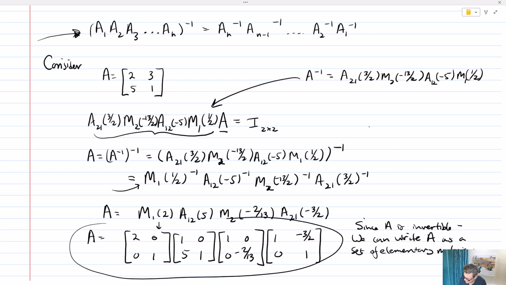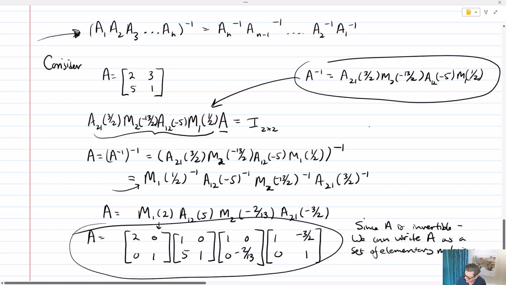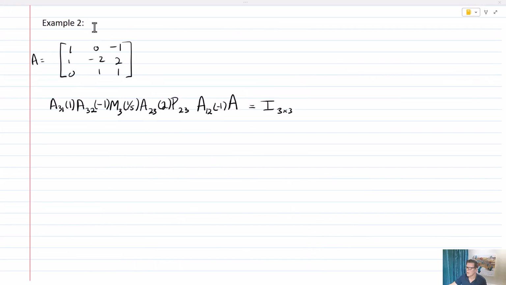A is our set of matrices, and A inverse, on the other hand, is just the original elementary matrices in the order in which we originally had them. Let's take a look at another example. So let's take a look at our second example here.